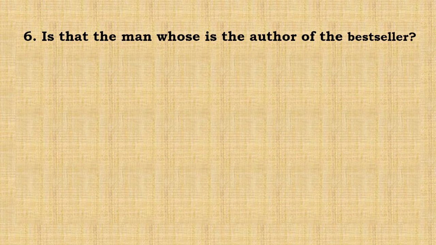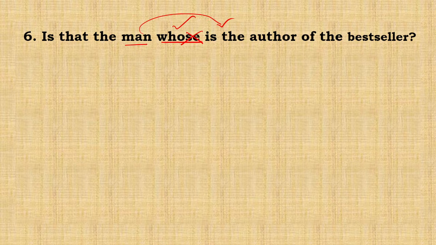Next. This is the man whose is the author. Now tell me your answer. What must be your relative pronoun? Error. Your relative pronoun error is whose. Just eliminate it, because who is your answer. This man is the author of the bookseller. So man here is used in the place of subject. He is a bookseller. Okay, he is a subject. So subject must be used with who, not whose.